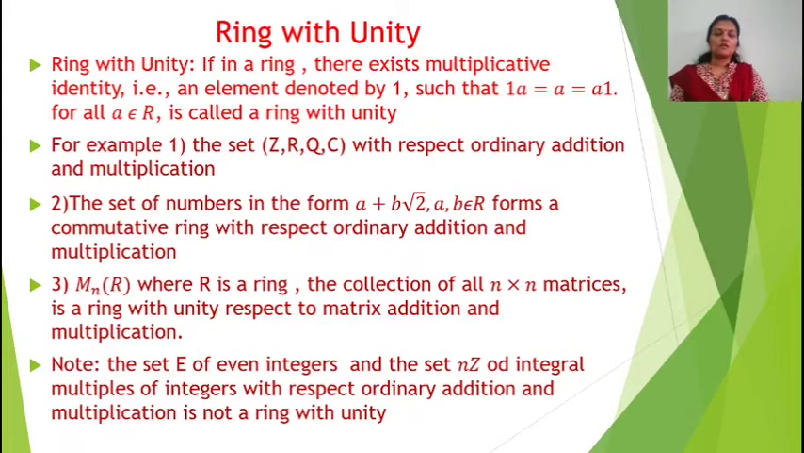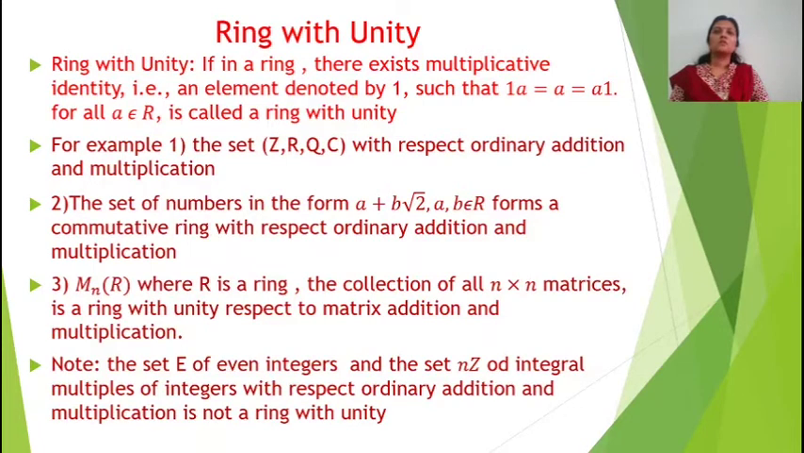With respect to ordinary addition and multiplication, each is a ring with unity. There the unit element 1 is there with respect to multiplication, 1 into any a is equal to a, which is equal to a into 1, any number into 1. Now the set of numbers in the form a + b√2 again forms a commutative ring with respect to ordinary addition and multiplication.